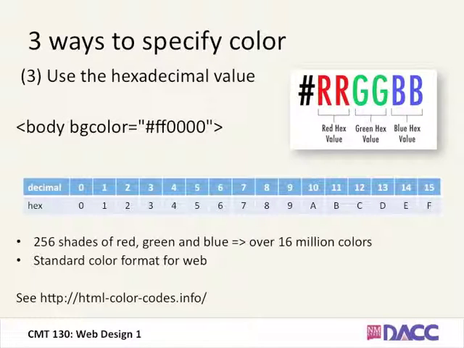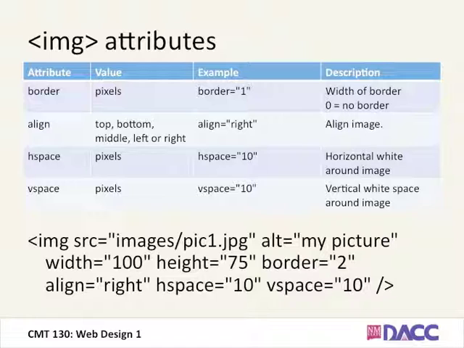The third way to specify color is to use the hexadecimal value. A hexadecimal value is a pound sign followed by 6 letters or numbers. After the pound sign, the first 2 values specify the color of red, the second 2 green, and the last 2 blue. Like the RGB values, there are 256 shades of red, green, and blue, which combine to make over 16 million colors. This is the standard format used on the web. There are several websites that will help you make a hexadecimal color. For example, htmlcolorcodes.info.